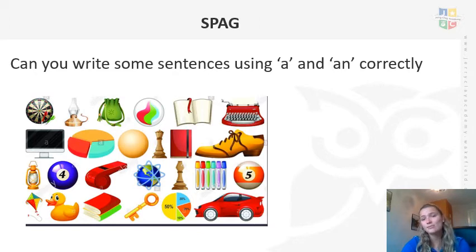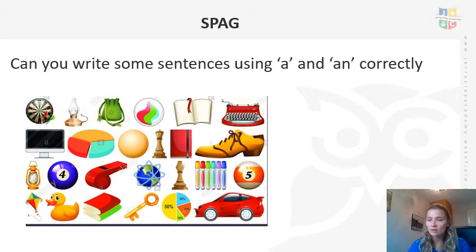Finally, I'd like you to write some sentences using a or an. Now I've given you some pictures here that you might want to use in a sentence. Alternatively, you can come up with your own sentences to really challenge yourself. So for example, I might pick the whistle, and my sentence could be: Miss Firth blew a whistle to tell the children it was the end of playtime.